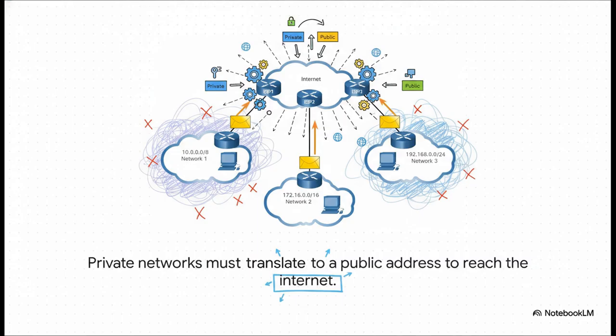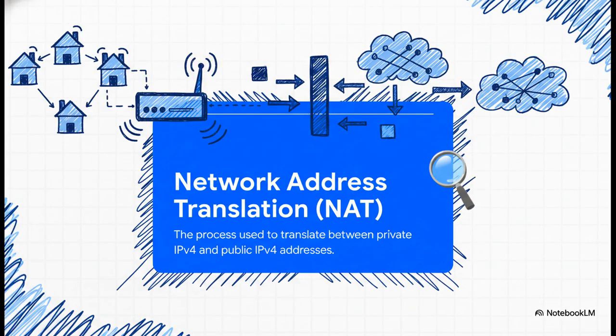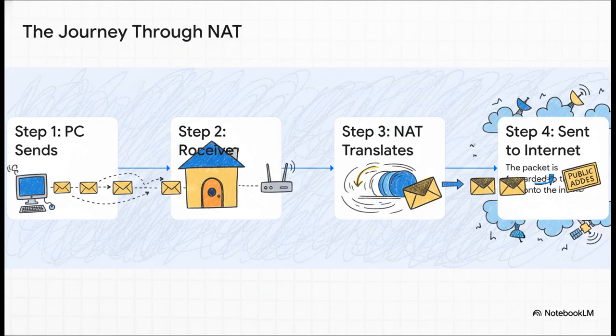So right at the edge of the network, we need some kind of translator. And that translator is a process called network address translation. You'll usually just hear it called NAT. This is honestly one of the smartest and most important ideas in all of networking. And the device that does all this magic work for you? Your router.